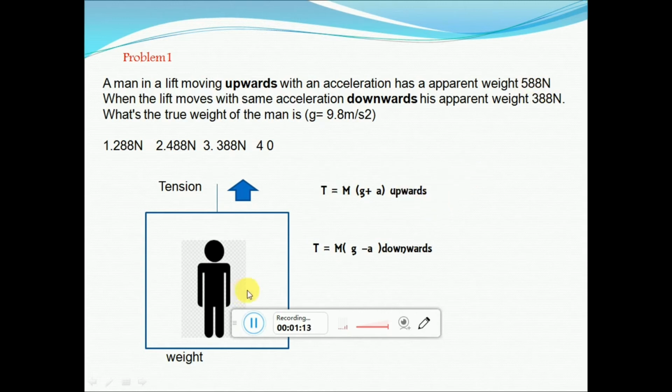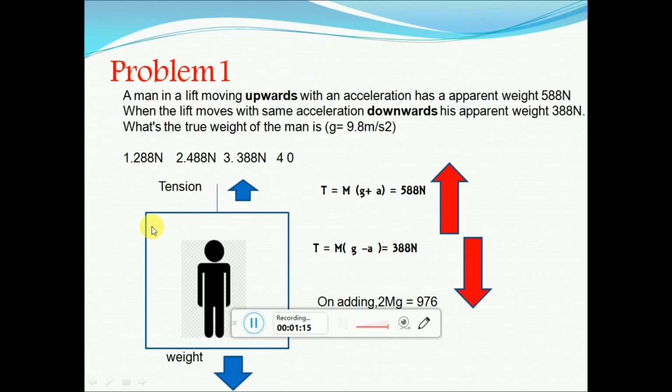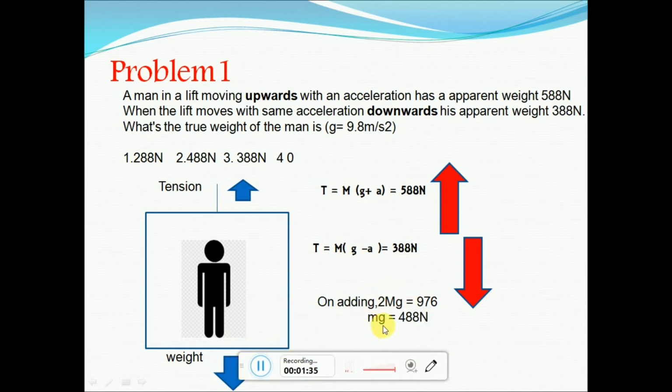Let's go to the next slide. So here I have substituted the value: T is equal to m of g plus a is equal to 588 newtons when it is moving upward, and it is m of g minus a, which is equal to 388 newtons when it is moving downwards. So on adding equation 1 with equation 2, we get 2mg is equal to 976, which is nothing but mg is equal to 976 divided by 2, which is nothing but 488 N.